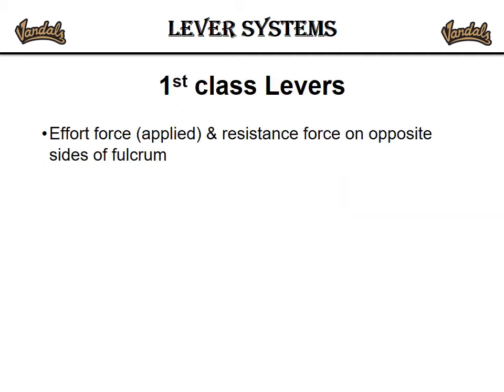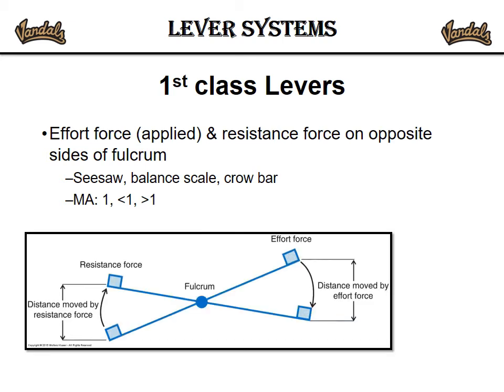Going further, I want to describe the three different classes of levers to you. So there's a first, second, and third class. We're going to start, of course, with the first class, and that is where the effort force or the applied force is opposite the fulcrum or the axis than the resistive force. So examples of these are seesaws, balance scales, crowbars. Your mechanical advantage here can be 1. It can be less than 1 or greater than 1. So these allow for all of the different mechanical advantages to occur.